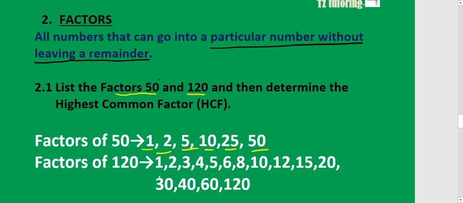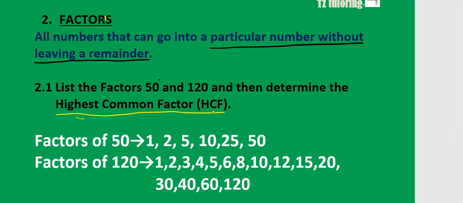Okay, and then of course we follow the same process for 120. These are all numbers that could go into 120 without leaving a remainder. Okay, so now that we've looked at what factors are, we want to answer the second part of the question. The second part of the question is asking you, once you've listed the factors, to find the highest common factor, the HCF, highest common factor. All right, so let's look at that.